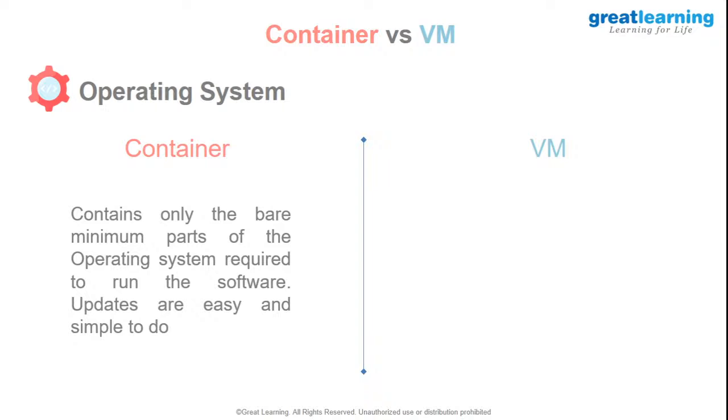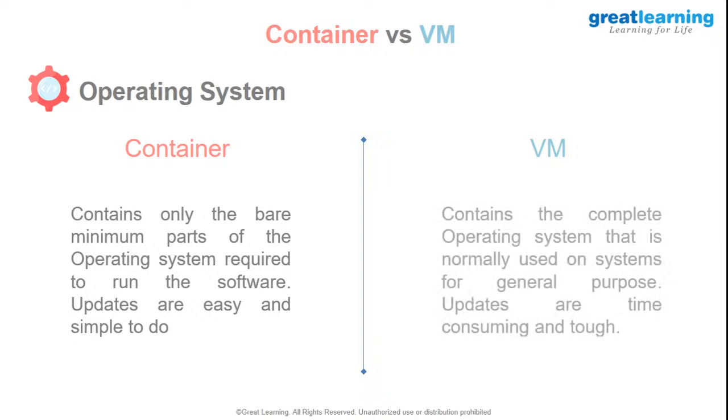So it's very, very bare minimum, and that way the amount of resources required to run anything on this is way lesser, because the operating system won't require as many resources, and it's very easy to update them, and very simple to do so also in containers. Versus with virtual machines, right? Virtual machines are complete operating systems. So they have all the parts a normal operating system would have.